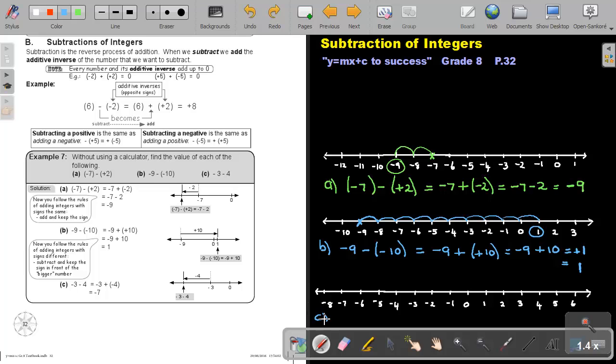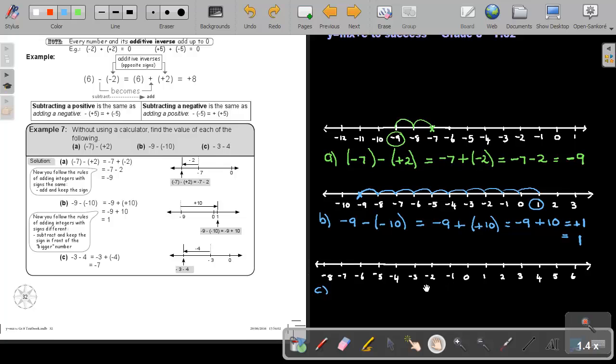Number C. I'm just going to move it a little bit up. Okay, number C, let's just make it another color also, will be negative 3 and negative 4. People, take note that this is meaning the same as negative 3 plus negative 4. So it's actually an addition sum. So basically, it's not a subtraction sum. I can just go with the rules of the addition. If the signs are the same, I keep the sign and I add the numbers.